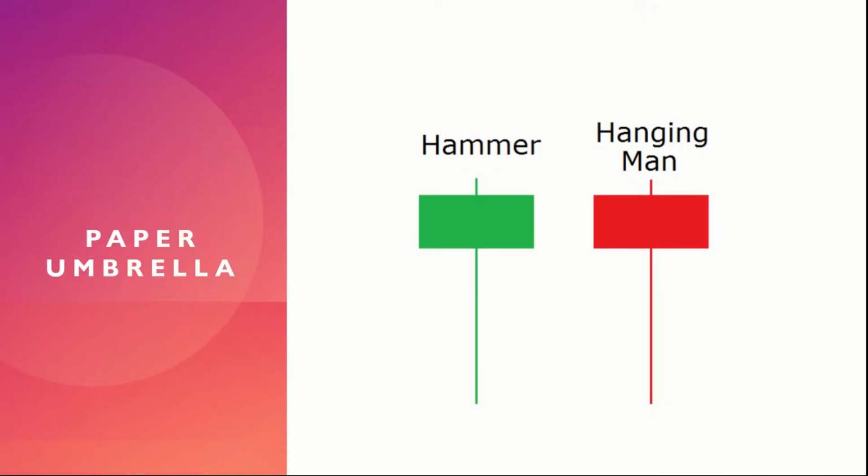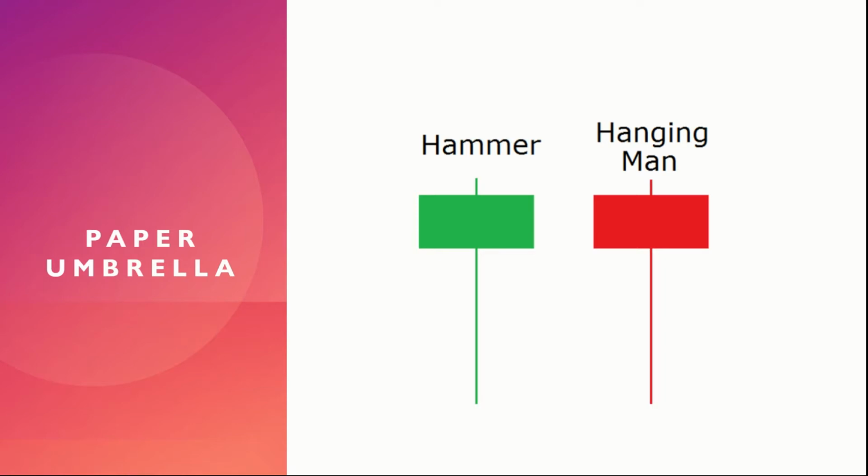Hi friends, today we will have a look at paper umbrella candlestick patterns. The paper umbrella candlestick patterns help traders take a decision in setting up directional trades. When I say it helps us in taking a decision of directional trade, it does matter where this candle appears in the chart, and based on its appearance in the chart, the trading decision will change.